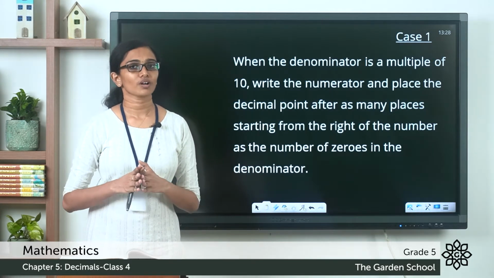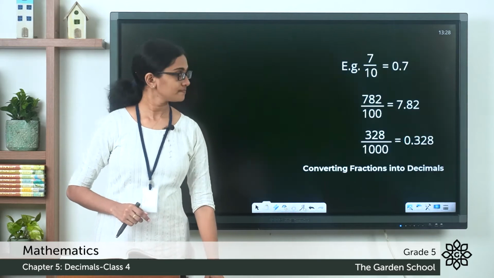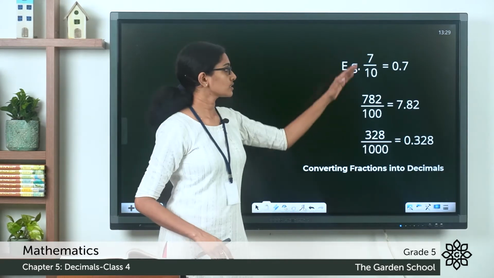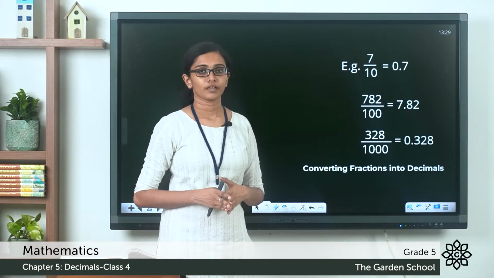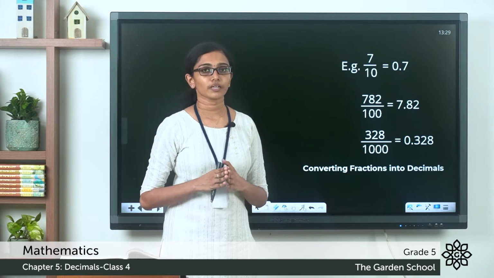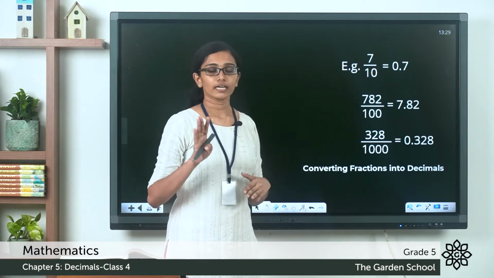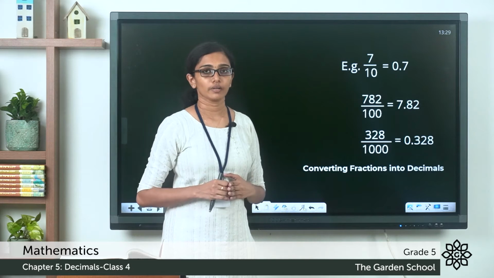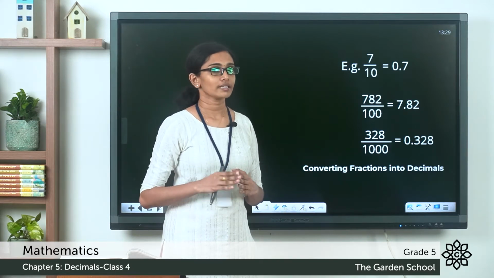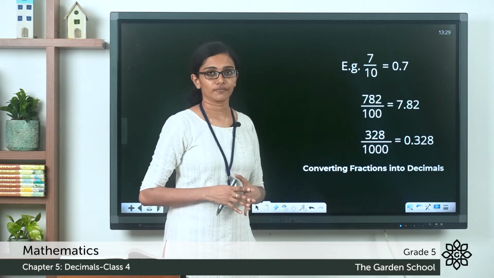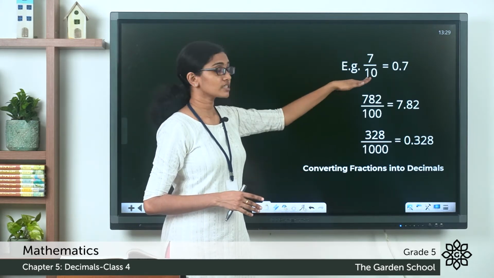Let me make it more clear to you with an example. Look at the example given here. We have the fraction 7 by 10 here. So to convert that to a decimal number, the first step is to write the numerator as it is. Then count the number of zeros in the denominator. Note that we do this only because the denominator is a multiple of 10. So we have how many zeros here?